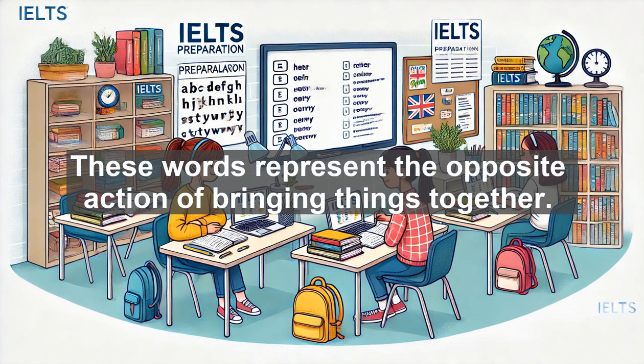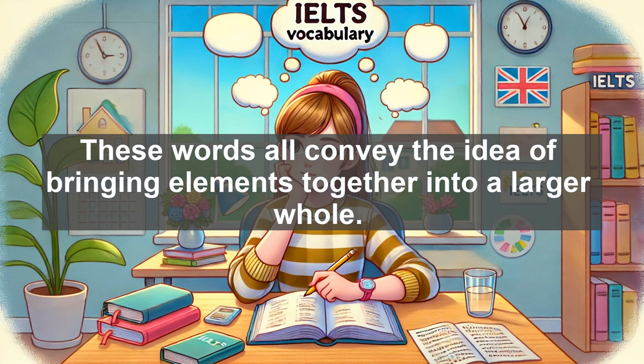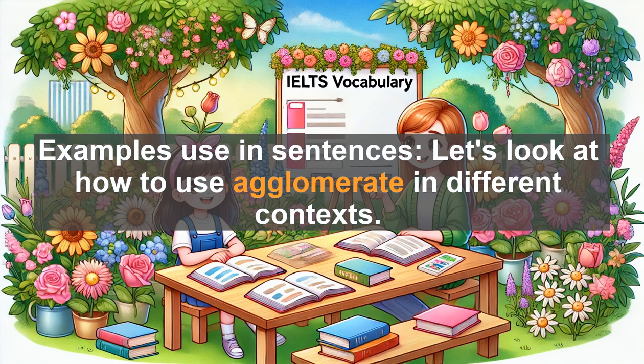These words represent the opposite action of bringing things together. Synonyms. Synonyms for agglomerate include cluster, gather, accumulate, amass, and conglomerate. These words all convey the idea of bringing elements together into a larger whole. Examples used in sentences. Let's look at how to use agglomerate in different contexts.